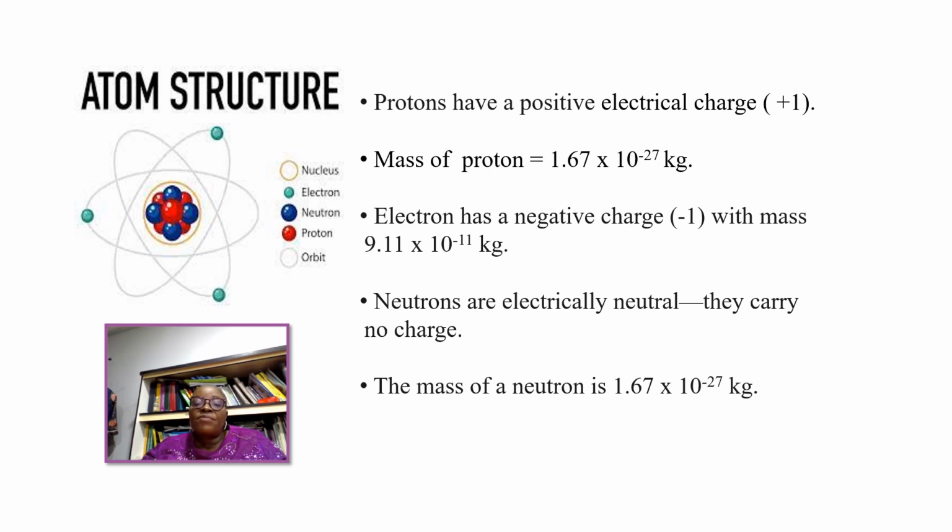In almost every element, protons are accompanied by neutrons. The only exception is the nucleus of the simplest element, which is hydrogen. Hydrogen contains only a single proton and no neutron.